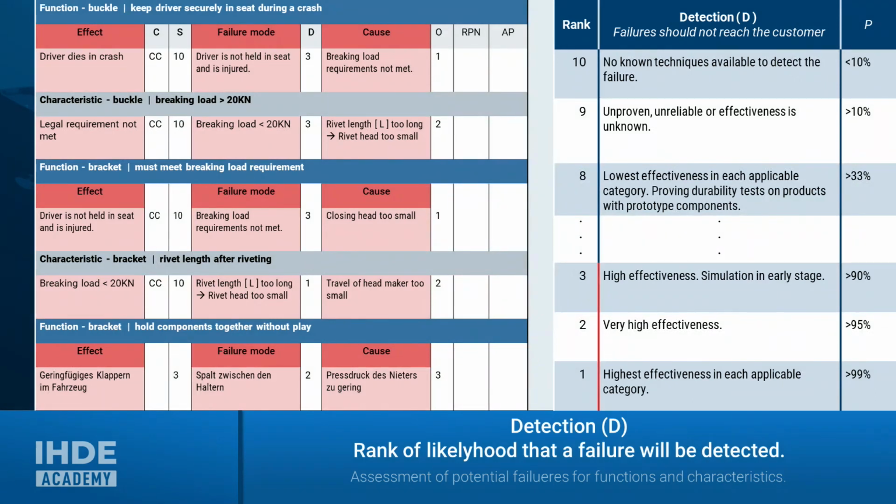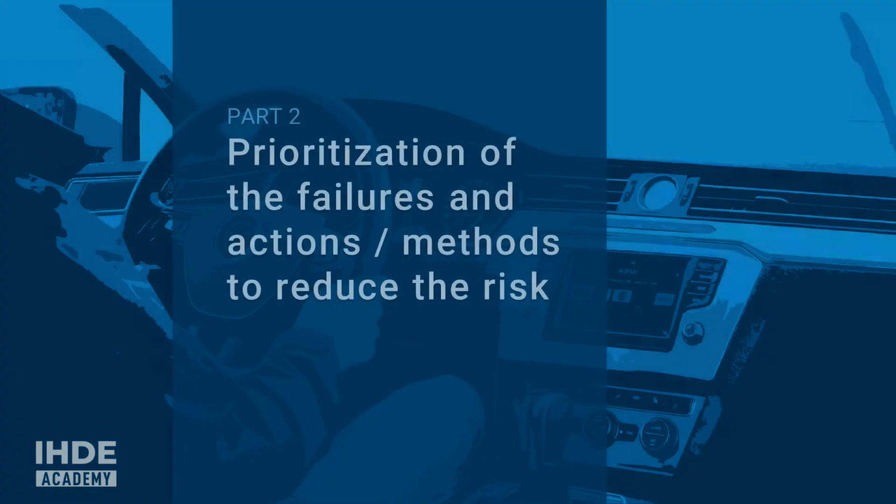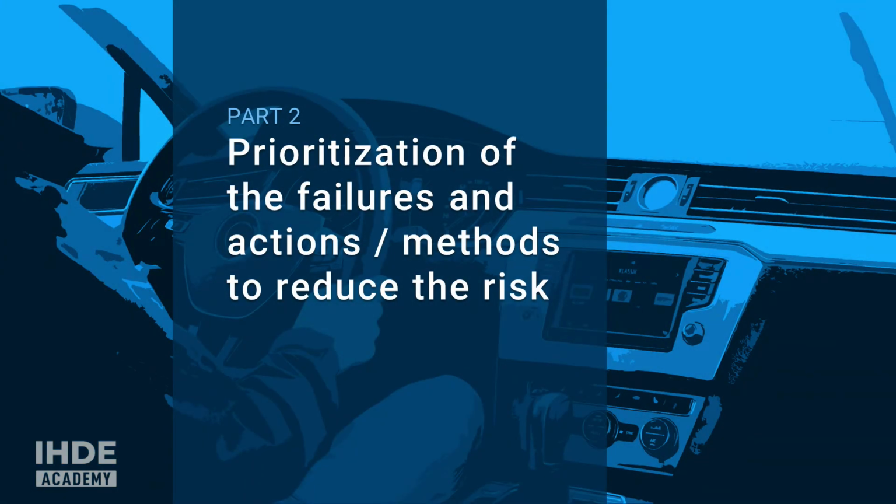Based on the criteria shown here, the detection probabilities of the various failures were rated from 1 to 3 in column E of the FMEA. This concludes this chapter and we move on to the next. Now let's move on to the prioritization of the failures and the measures to reduce them.